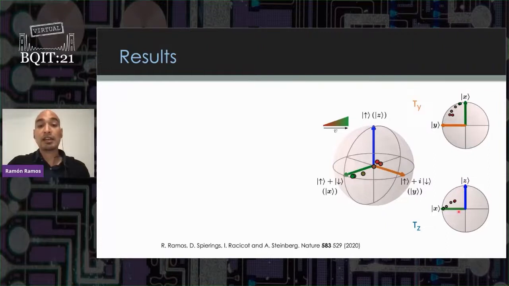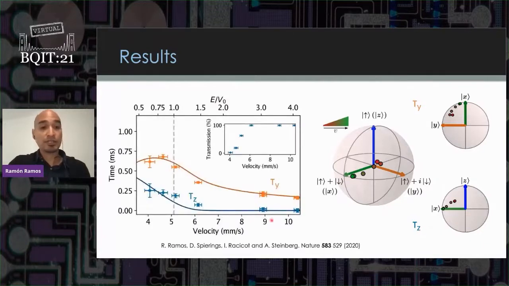and the rotation along the z axis is related to the disturbance that we cause in the system due to the measurement that we are performing. And that's tau z. So we can plot this as a function of the velocity or the energy in terms of the barrier height. And the y-axis is time in milliseconds. From this, we can also extract the transmission probability, which for the lowest point is around 3%.